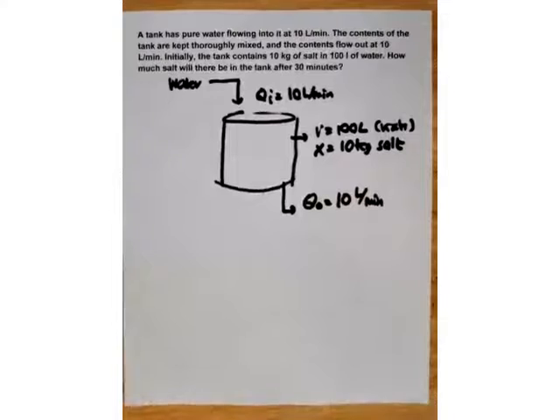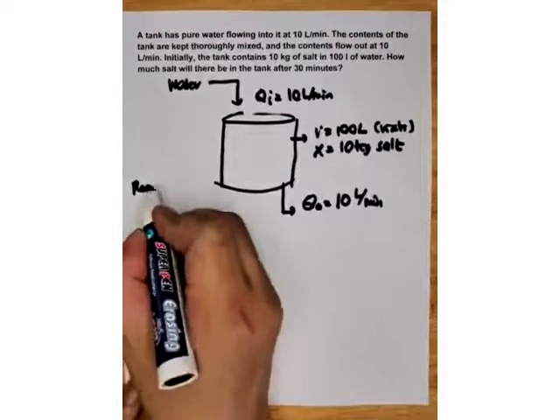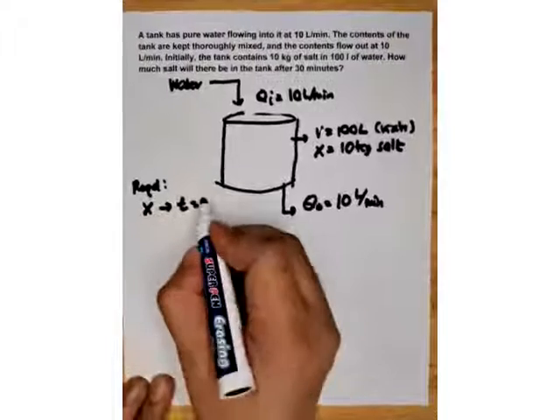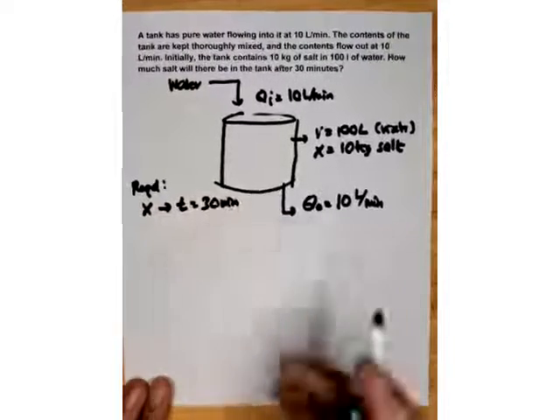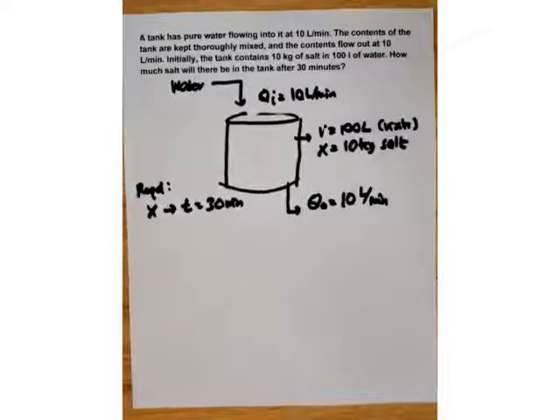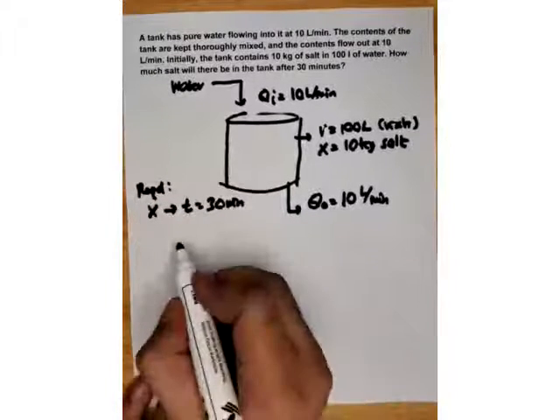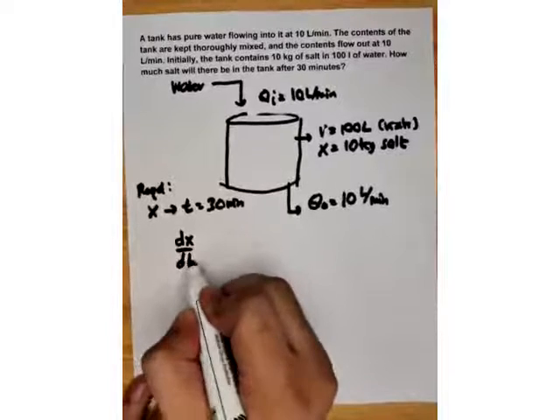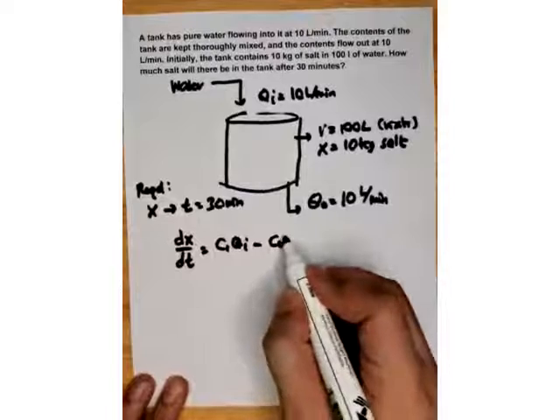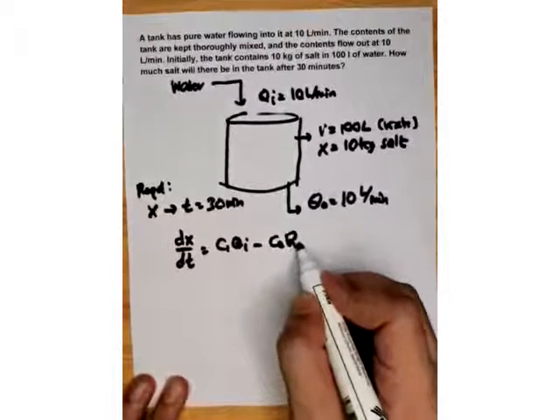Ang question is, how much salt will there be in the tank after 30 minutes? So, required is what is x when t is equal to 30 minutes? What's the value of x? Ayan. So, same lang naman. Formula natin ay dx over dt is equal to CI times QI minus CO times QO.